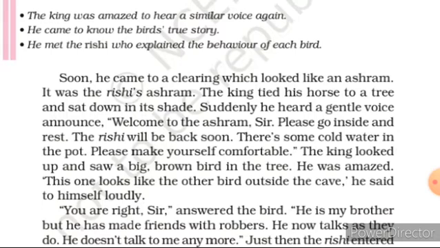Soon he came to a clearing which looked like an ashram. It was the Rishi's ashram. The king tied his horse to a tree and sat down in its shade. Suddenly, he heard a gentle voice announce, "Welcome to the ashram, sir."